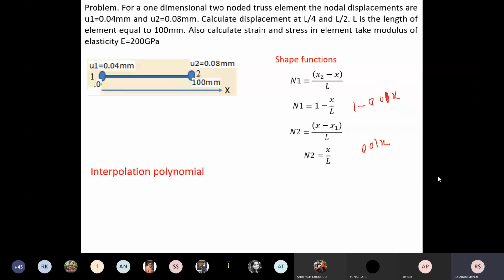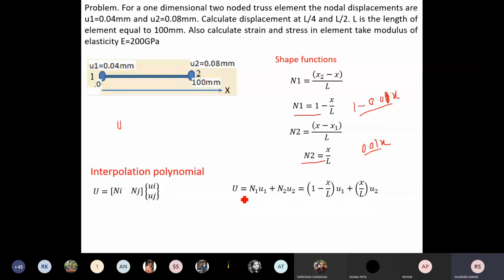Does any student have any doubt? If you have a doubt you can ask me, you can stop me. Next, after that you write the interpolation polynomial. Here I have written the interpolation polynomial in this form; you can write it in this form also. Here the variable is displacement, u, therefore you have to write the interpolation polynomial for u. Now u is equal to Ni Nj into ui uj. That we have already seen: Ni is N1, Nj is N2, ui is u1, uj is u2.